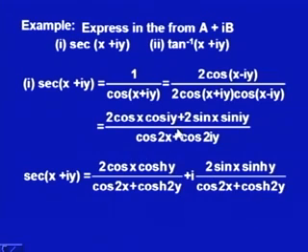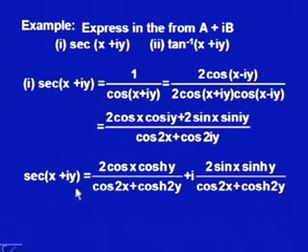and this means sec(x + iy) is equal to 2 cos x cos hyperbolic y divided by cos 2x plus cos hyperbolic 2y, plus i times, i is coming from this, 2 sin x sin hyperbolic y divided by cos 2x plus cos hyperbolic 2y. So, this is my a and this is b.